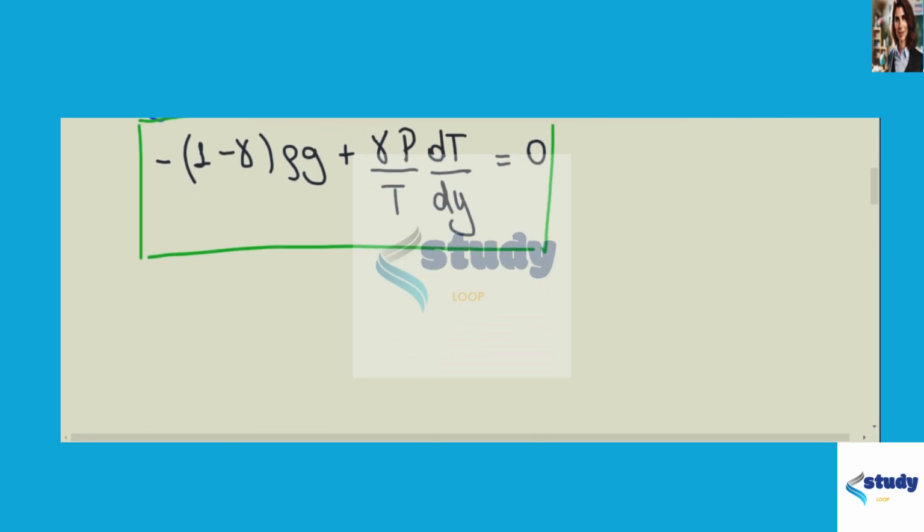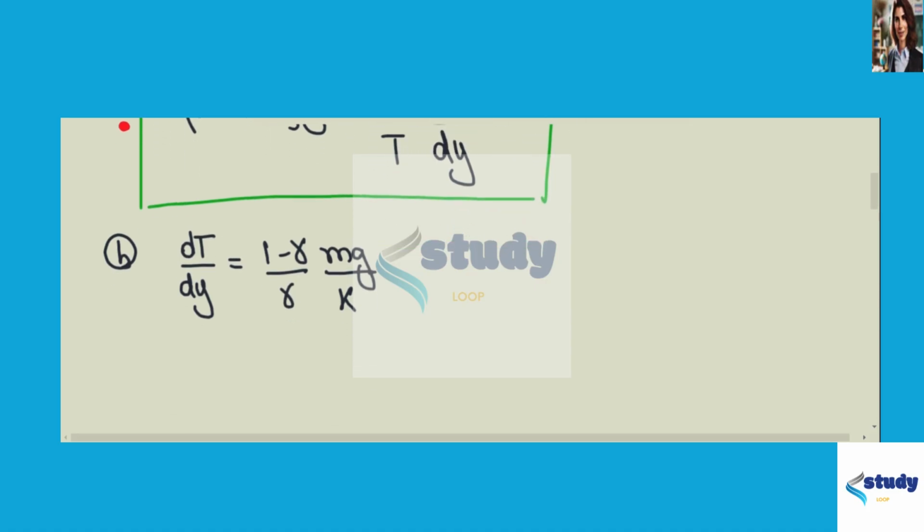Then in question B, we have to show that the derivative of the temperature with respect to y is equal to (1 minus gamma) divided by gamma times the average mass of a molecule times g divided by the Boltzmann constant. So what I'm going to do is to start with the equation we found in question A. So what we have is that dT dy is equal to (1 minus gamma) times rho g times T over P.